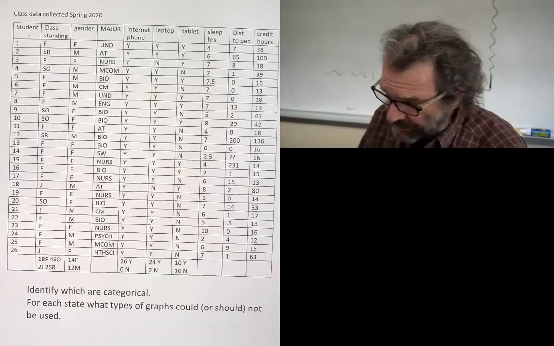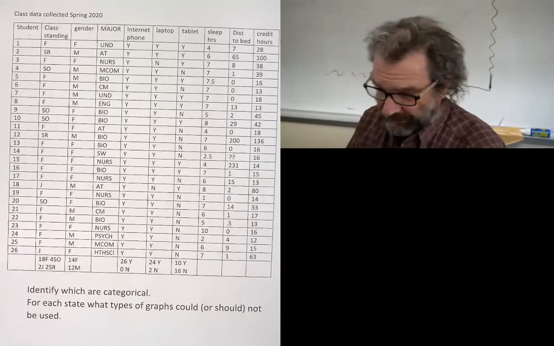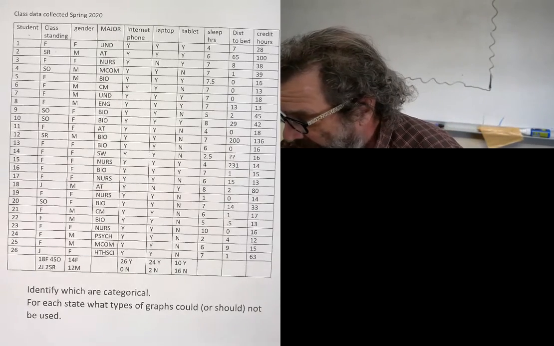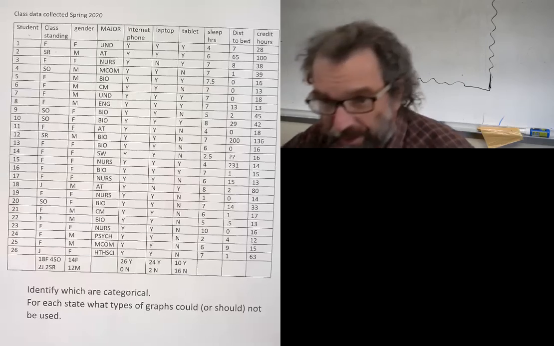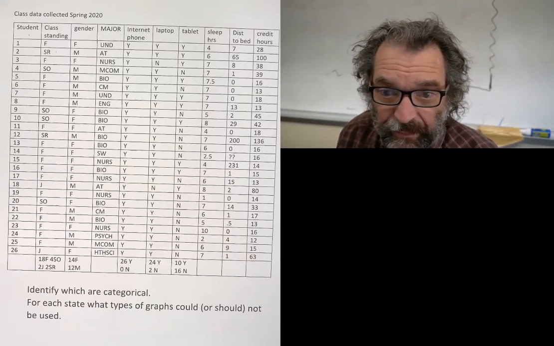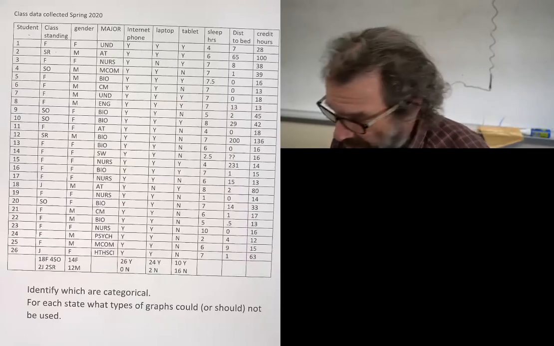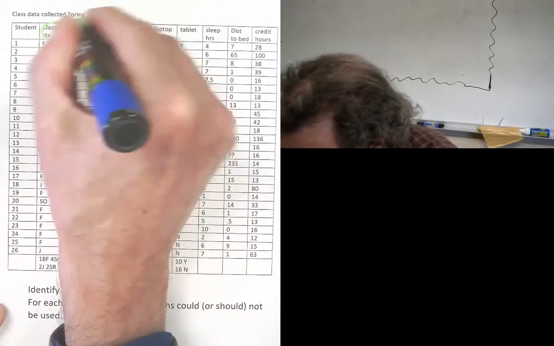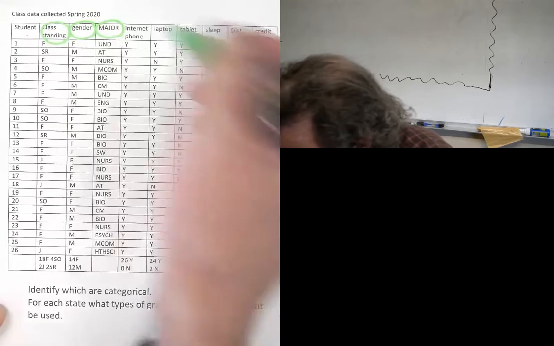It says identify which of those are categorical. So that shouldn't be too bad. We'll just go ahead and mark the categorical ones. We can tell they're categorical because they're not numbers, they're categories. Okay, so categorical variables: class standing, gender, major.